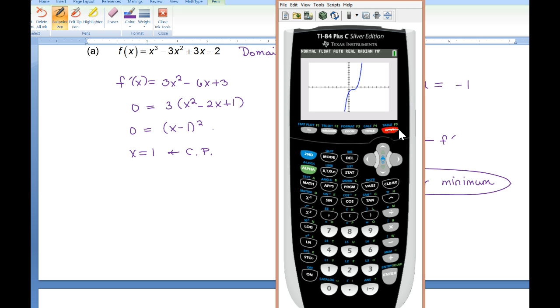Right here is the critical point. Right here was the critical point we were referring to, but it doesn't switch. You see how it doesn't have a maximum or a minimum? It's always increasing. There's a reason that we find the critical points, and you'll see when we get further into this chapter.